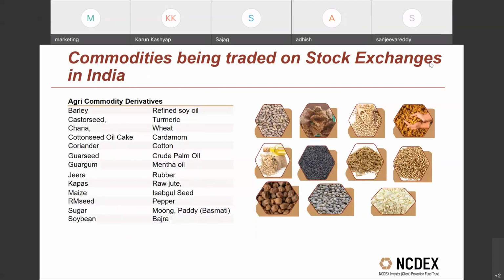Some of the commodities traded on the stock exchange, these are some of the major agri commodity products which are traded on the exchange platform, like barley, castor seed, cotton, crude oil, menthol, rubber, and others.